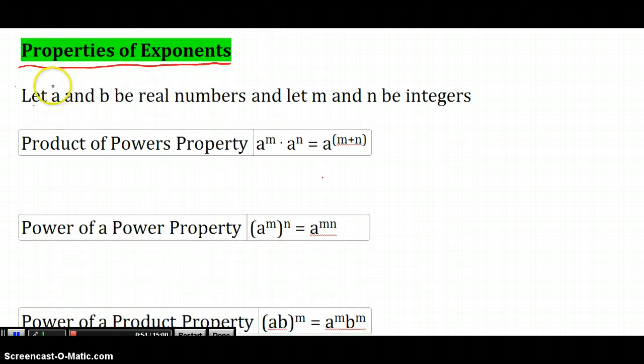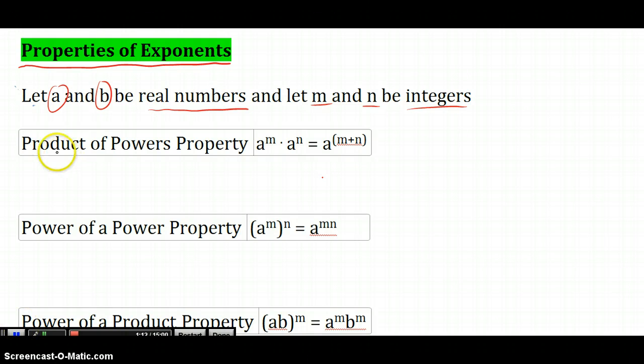So in all these, a and b are real numbers, and m and n are integers. And integers are just positive or negative whole numbers. So your exponents are going to be m, and they're always positive or negative whole numbers, or integers.